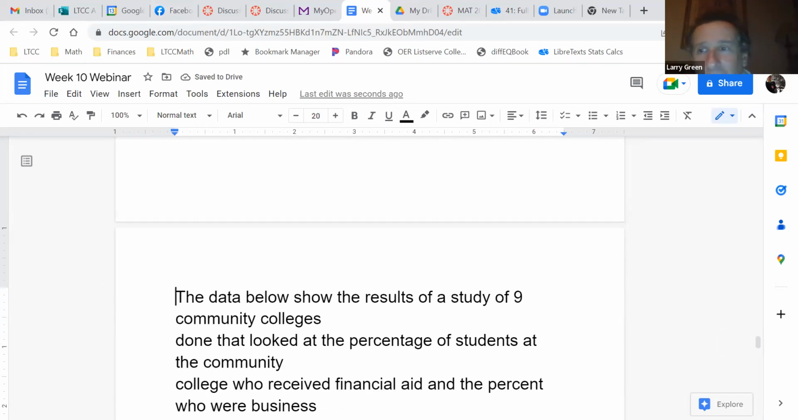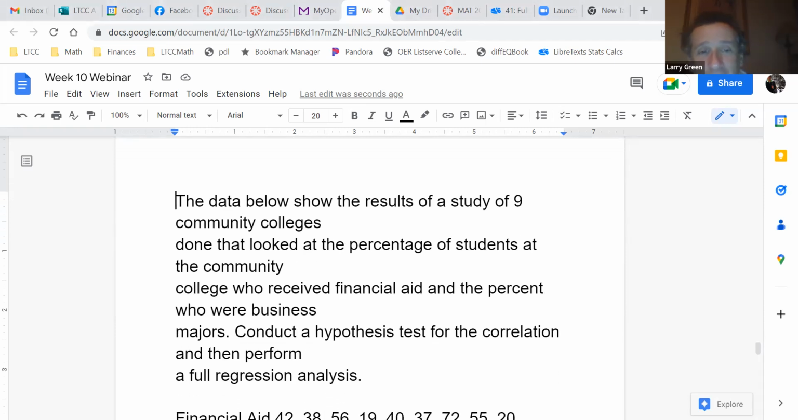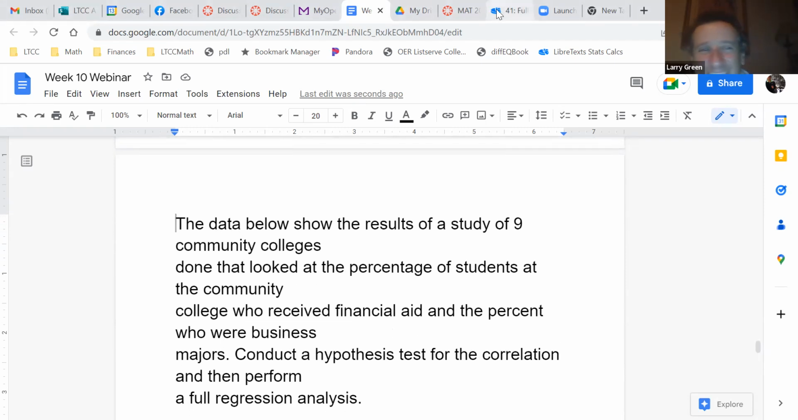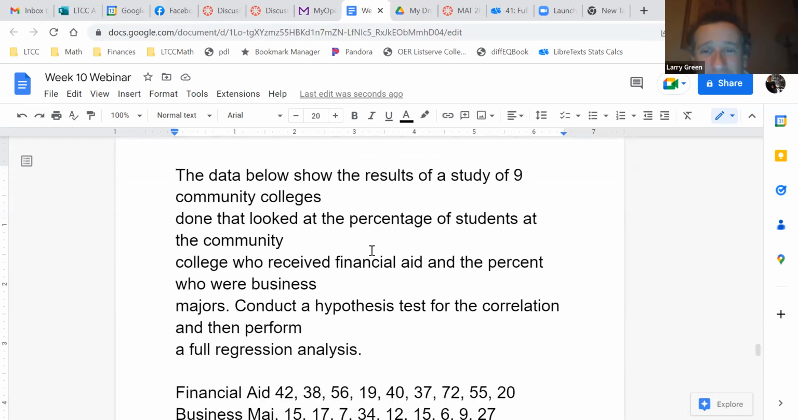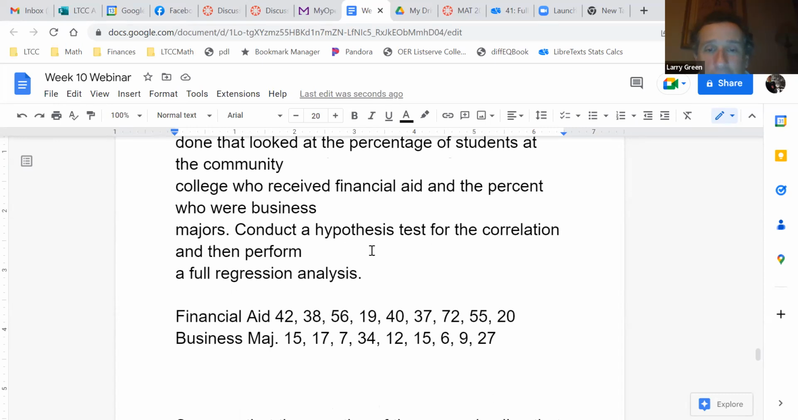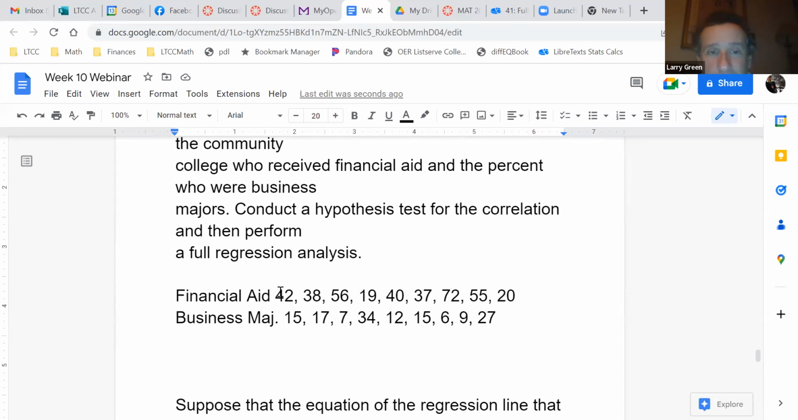Okay, so unlike the one I just did with the lake and all that, those were real numbers, UC Davis and all that. What I'm about to show you, I just made up. So the data below show the results of a study of 9 community colleges that looked at the percentage of students at the community college who received financial aid and the percent who were business majors. Conduct a hypothesis test for the correlation, and perform a full regression analysis.